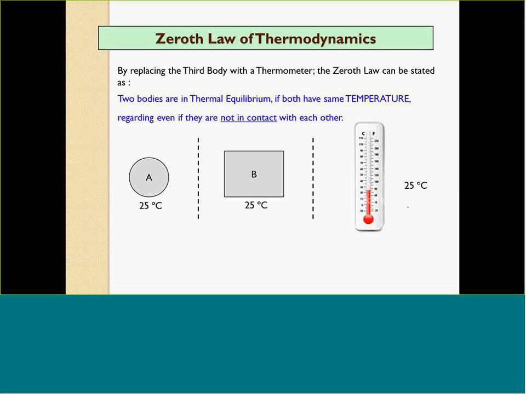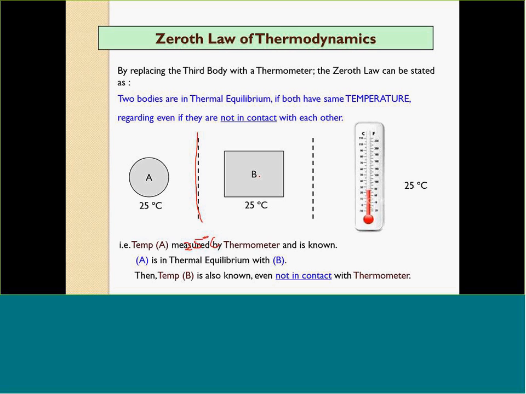So when they are in contact, they are in thermal equilibrium if both have the same temperature. Now, A has the surroundings, which will be 25. If D is 25, even if they are not in contact with each other, it is stated as thermal equilibrium. A and B are in thermal equilibrium.